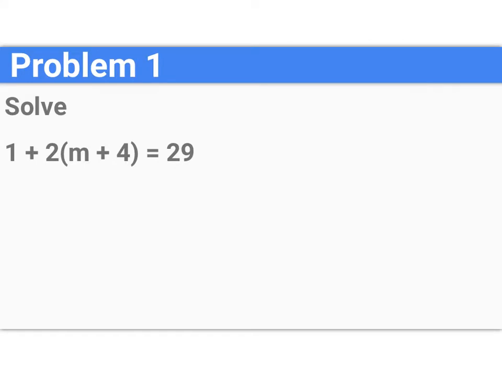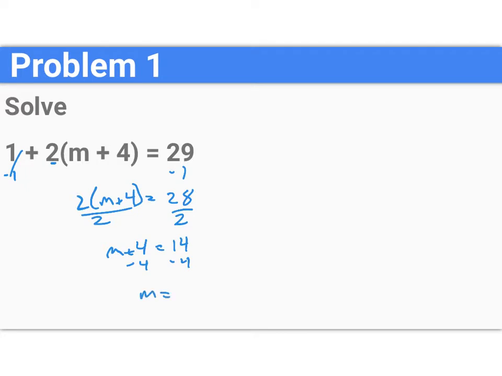Okay, so we see that this 2 is being multiplied to this group. So we're going to subtract 1 from both sides. We're going to rewrite everything that's left because the 1's drop out on the left side. It's 28. I'm not going to distribute the 2. I'm just going to divide by it because it's outside the group. And subtracting 4 from both sides, I get 10. So remember, one thing at a time on either side of the equation.